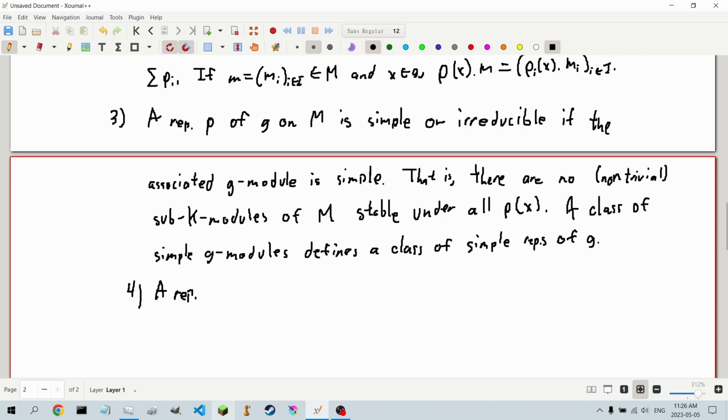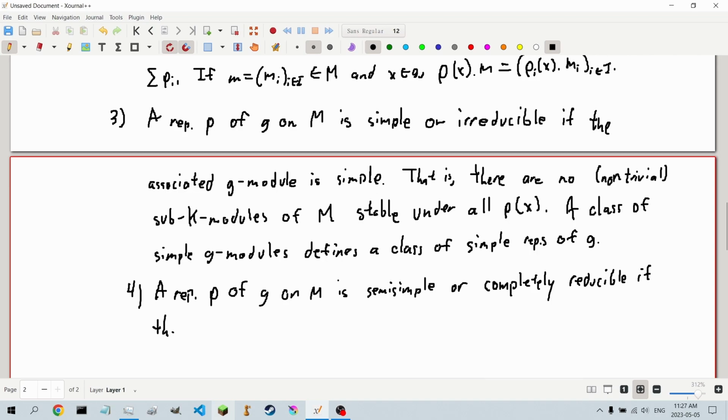A representation rho of G on M is called semi-simple or completely reducible if the associated G module is semi-simple.